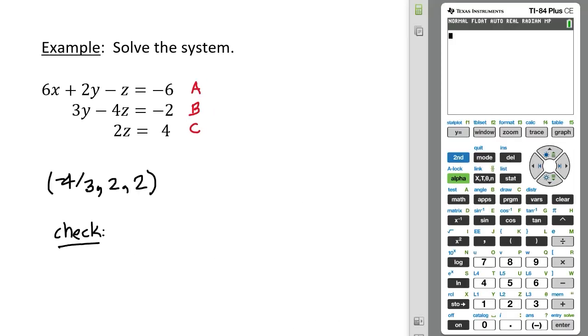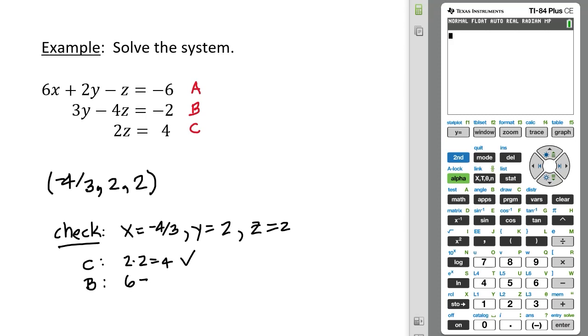So I can check that when x is negative 4/3, y is 2, and z is 2. Let's check C first. 2z, or 2 times 2, equals 4. So it checks in equation C. Let's check B next. So we have 3 times y, so that's 6, minus 4 times 2, so that's 8. That equals negative 2. So that checks. And now let's check A. So we have 6 times negative 4/3 plus 2 times 2 minus 2, and that equals negative 6. So that checks, by using the calculator.